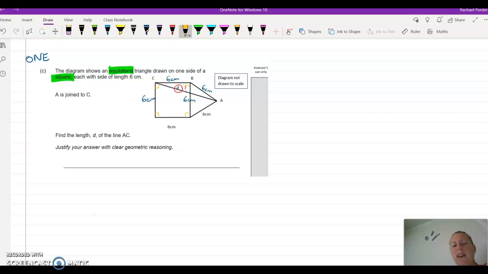Can we work out the angles inside this triangle? We can, eh? That is an equilateral triangle. So because it's an equilateral triangle, all of the angles are the same. So each angle inside the triangle is going to be 60 degrees, okay? 180 divided by 3.